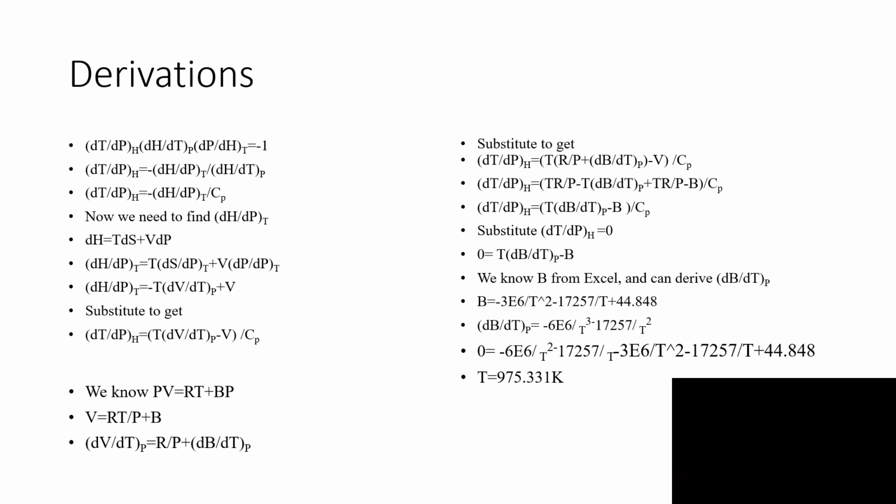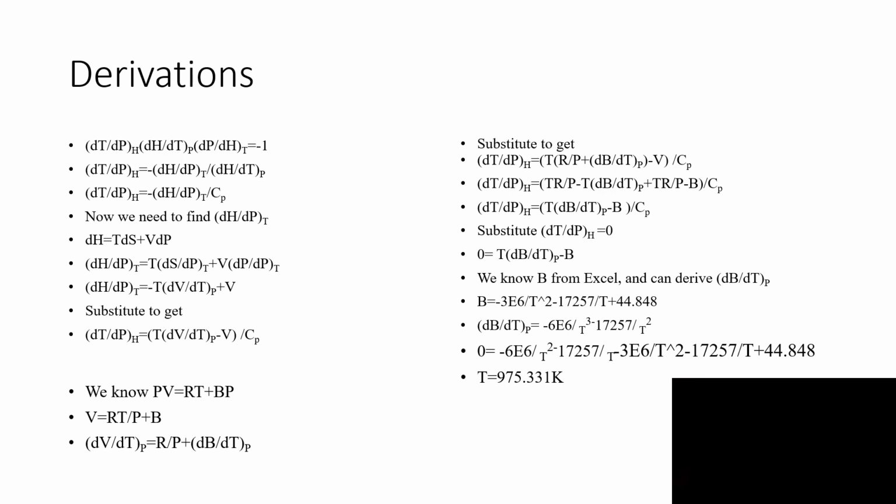If we substitute that back into the first equation that we got with the product rule, you end up with T partial V divided by partial T at constant P minus V, divided by the heat capacity. We know that PV equals RT plus BP. If you just solve for V, you end up with RT over P plus B.